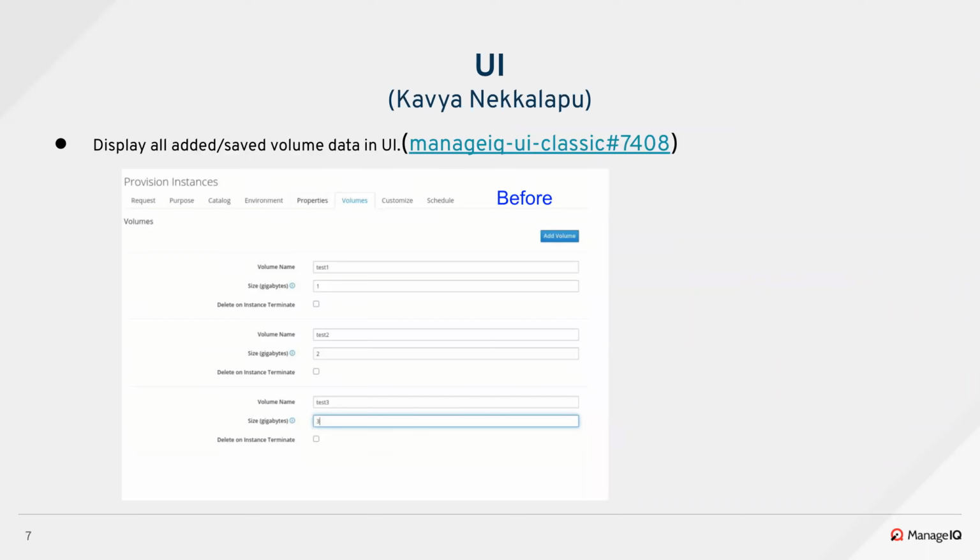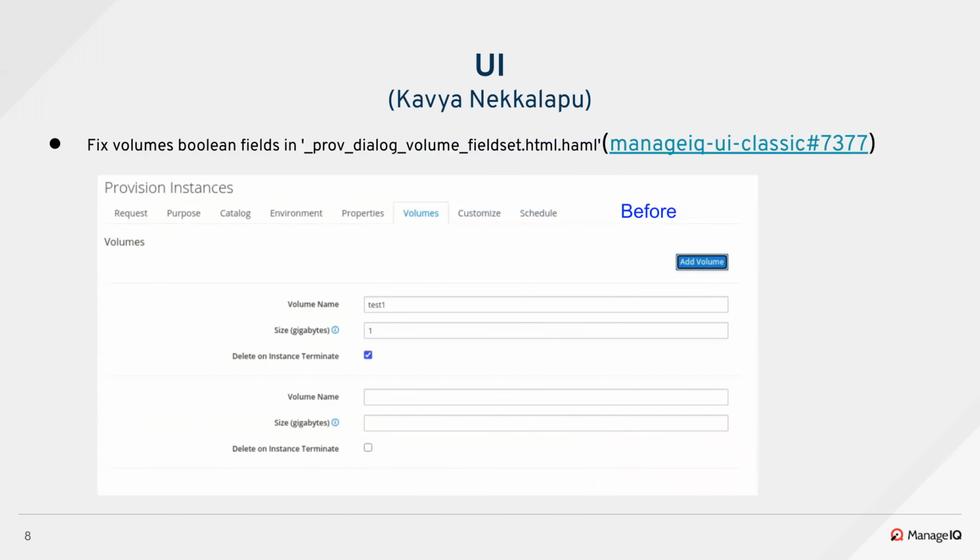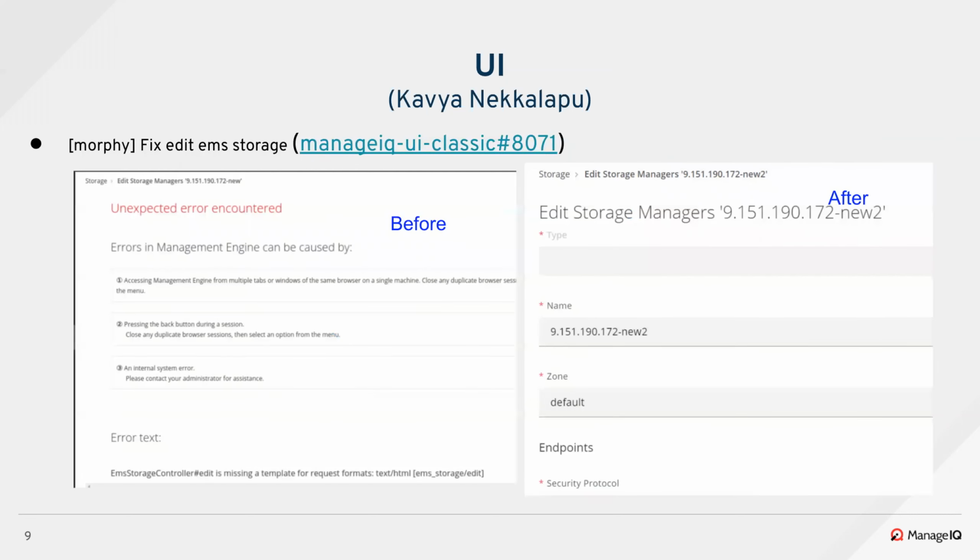Next one. This is a bug fixed by Harpreet long time ago, and I finally reviewed it. In provision screen, volumes tab wasn't retaining data when we switched tabs, so fix that issue here. Just like previous one, in volumes tab, checkbox value is not saving at all when we switch tabs, so fix that issue here. In Morphe version, whenever we click on edit storage form from summary page, it was broken. AutoST team fixed that issue here. And this only happens in Morphe, so fixed in Morphe.